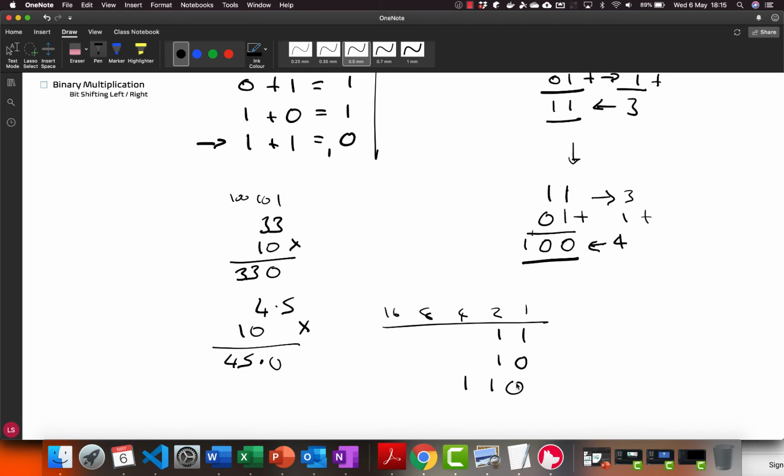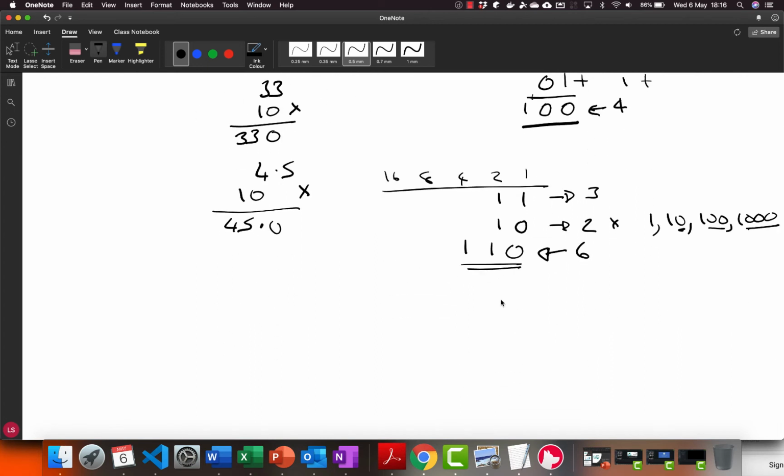We can check that by using decimal. 1 1 is 3. 1 0 is 2. 3 times 2 is 6. And 6 in binary is that. So the numbers you're going to be multiplying by are always going to be binary numbers like that, and all you're going to do is move the number you're multiplying by the number of zeros that you can see.